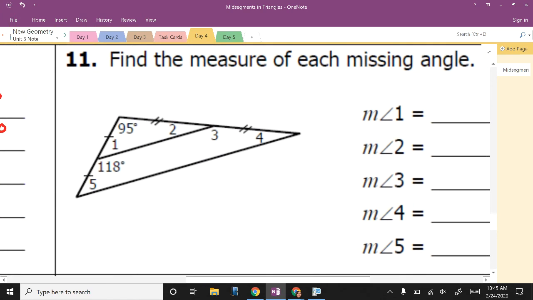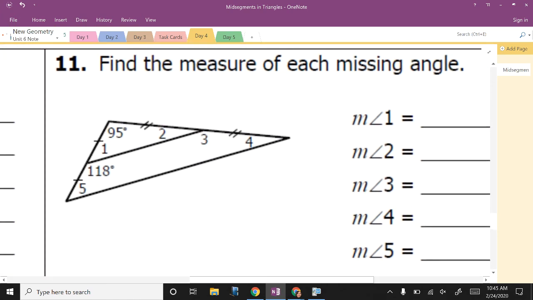Okay. Let's look at 11. I like they didn't give us very much room on number 11. That's okay. All right. I'm just gonna go in order, I think. How can I find the measure of angle 1? 180 minus 118. Yep, 180 minus 118.